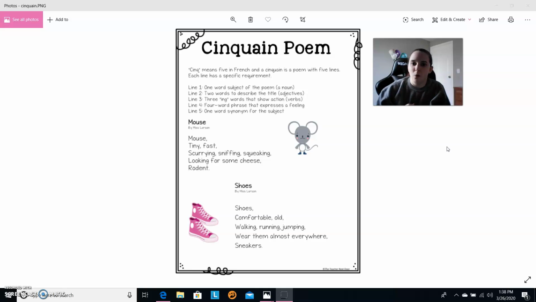Shoes. The next one: Shoes. Comfortable and old. You're using them for walking, running, jumping. You wear them almost everywhere. And then another word is sneakers. So that's what a Cinquain poem is.